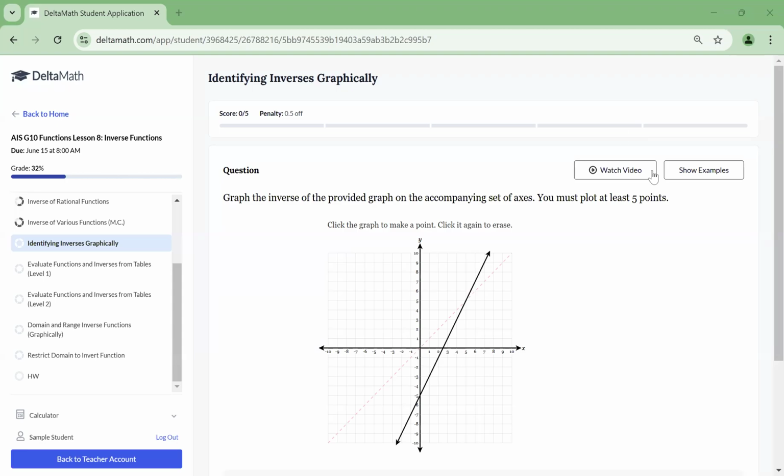Hello and welcome to this video in which we shall discuss identifying inverses graphically. You are asked to graph the inverse of the provided graph on the accompanying set of axes, and you must plot at least 5 points.